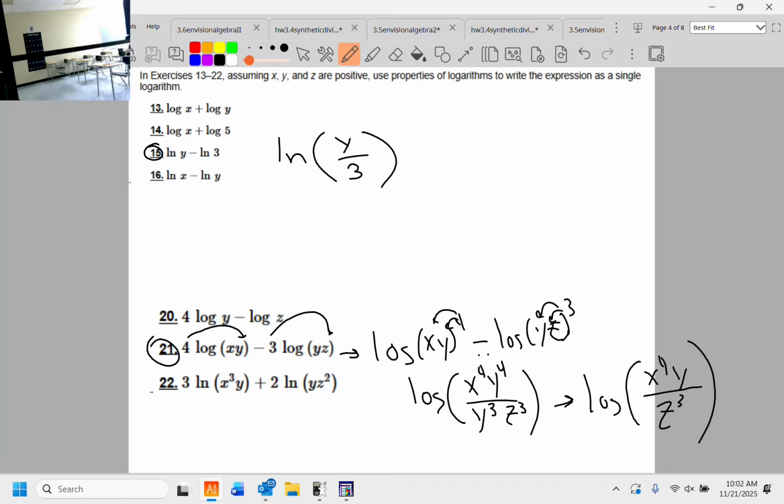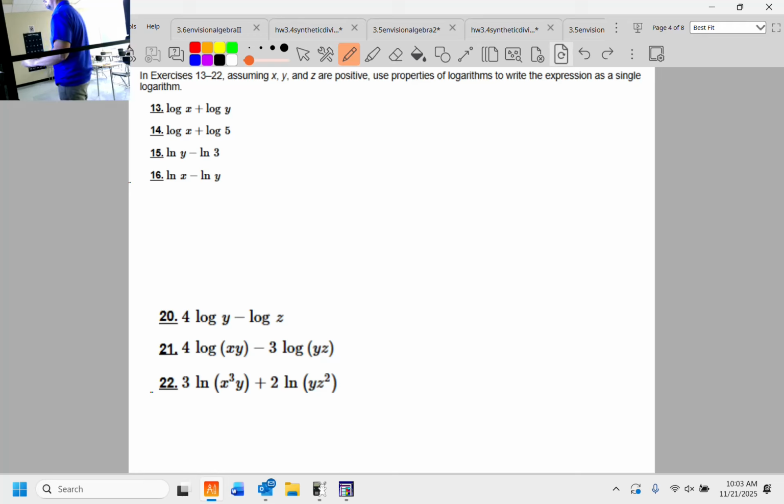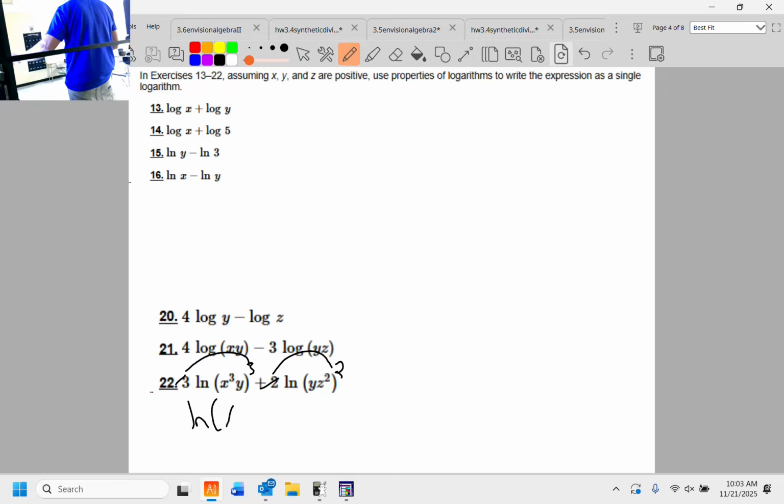22 looks creepy? Yeah. Just the whole fact that there's already thingies in them. Just follow your rule. Factors become exponents. So if I put the 3 here and that 2 there, this natural log is going to have an x to what power?